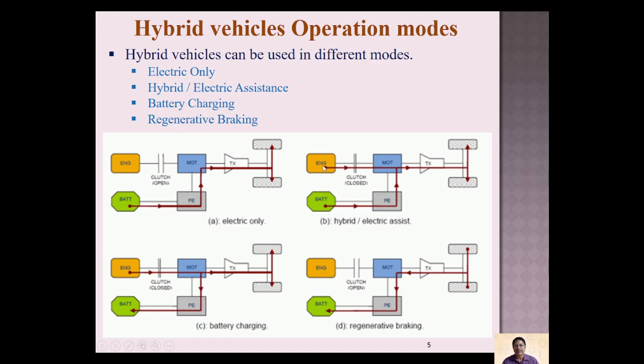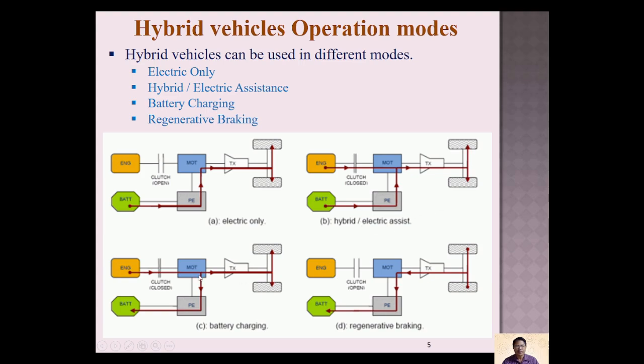Here the IC engine is shown in yellow color, and it is coupled with the motor through a clutch. Here the battery is there, then the power electronics supplies the power to the motor, then it goes to the transmission box and supplies the power to the wheel. So it's a hybrid system.